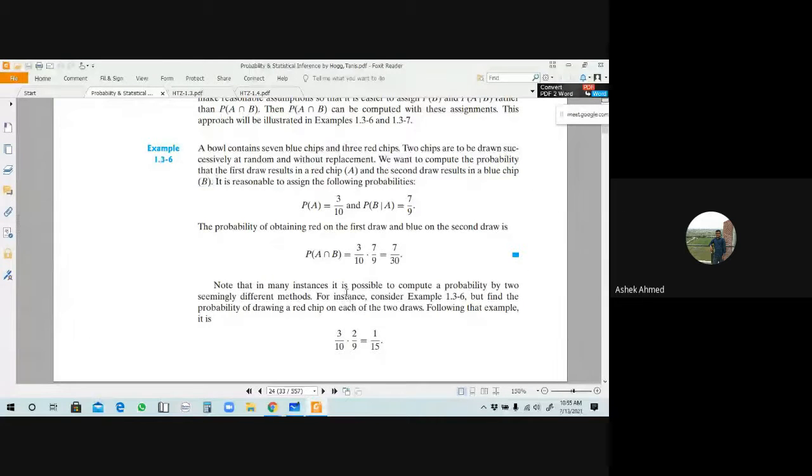Okay, now I'll discuss the next problem here. Note that in many instances it is possible to compute a probability by 2 seemingly different methods. For instance, consider the example, but find the probability of drawing a red chip on each of 2 draws. Tell me here, how many outcomes are there? We have to draw 2 chips. In this problem there are 7 blue chips and 3 red chips. Is it right?